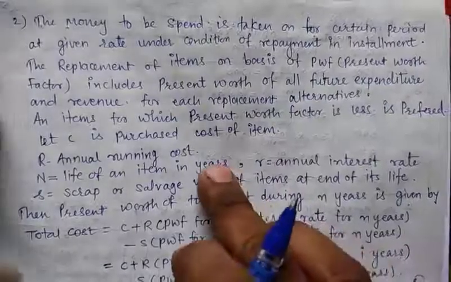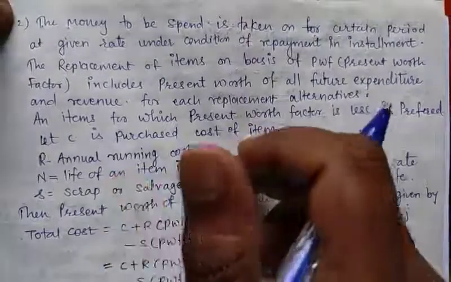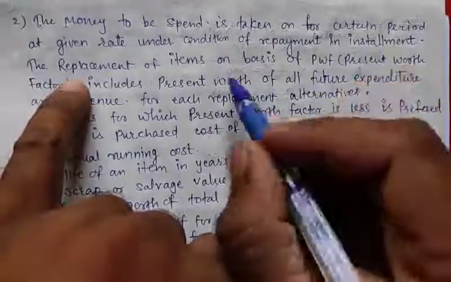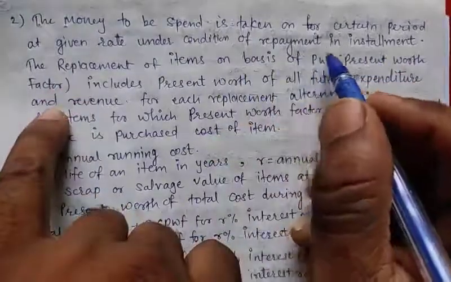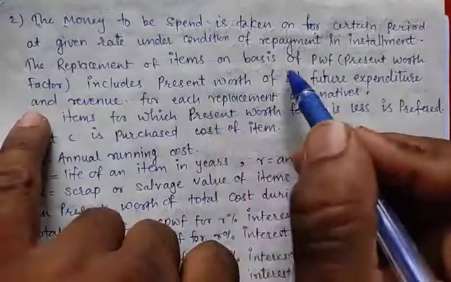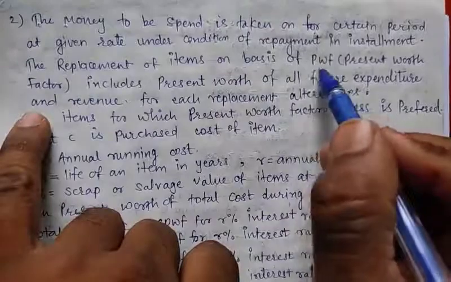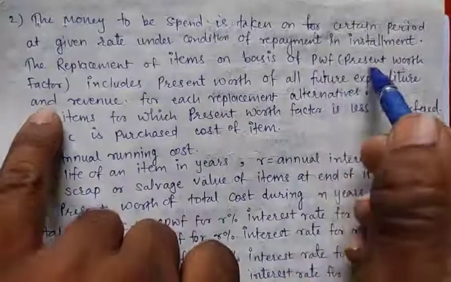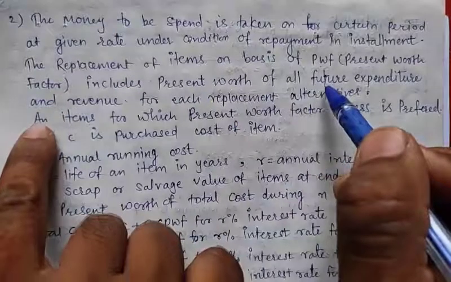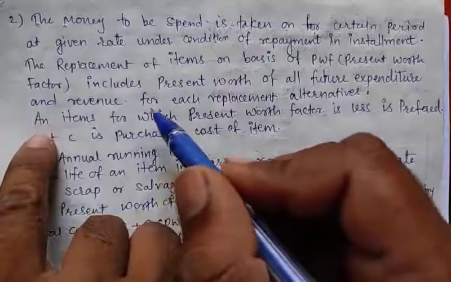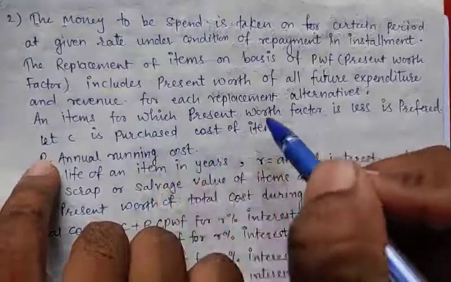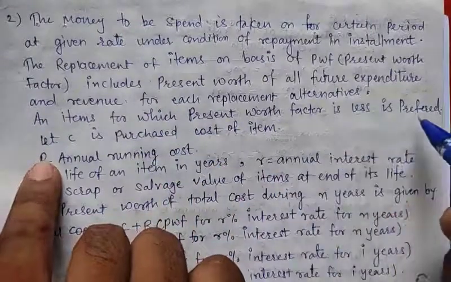Now the second criteria is the money to be spent is taken on for a certain period at a given rate under the condition of repayment in installments. So the replacement of an item is on the basis of PWF. What is PWF? Present worth factor includes the present worth of all future expenditure and revenue. For each replacement alternative, an item for which the present worth factor is less is preferred.